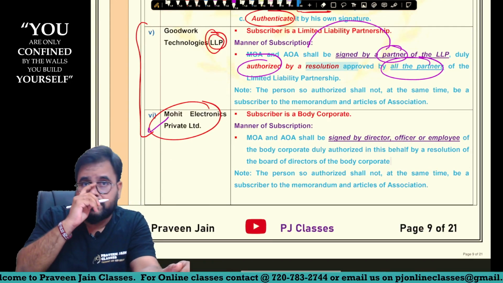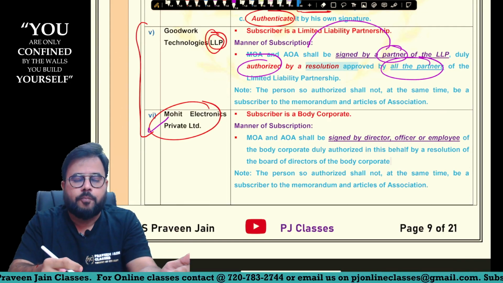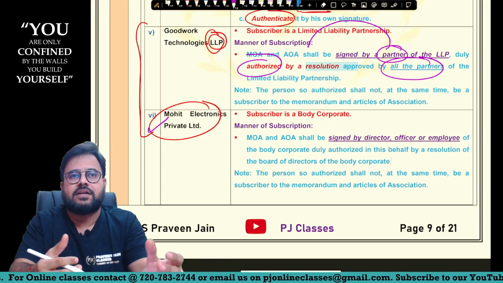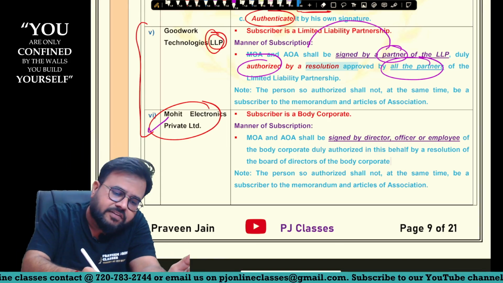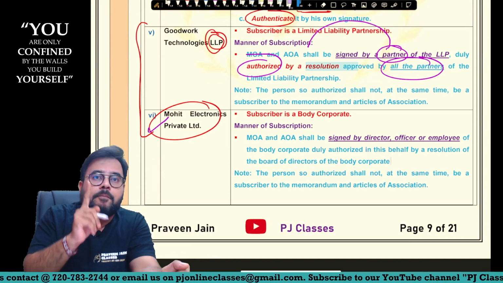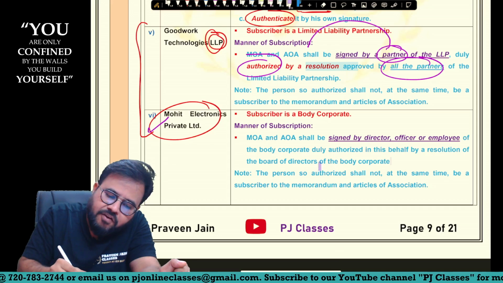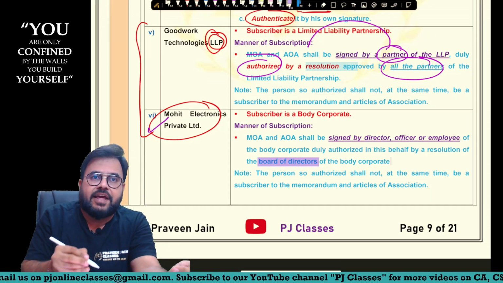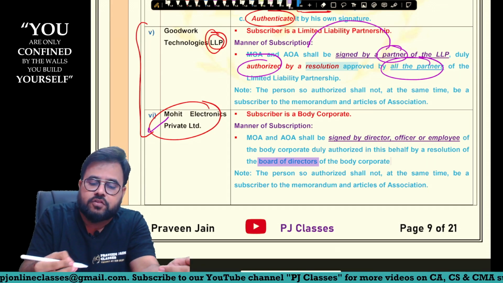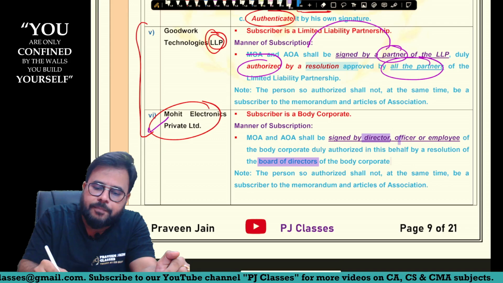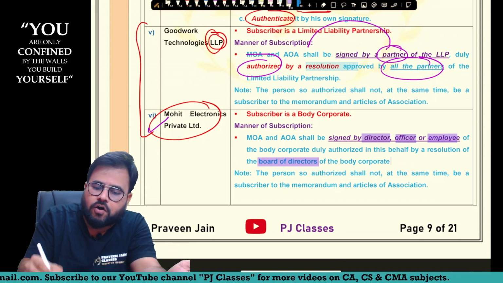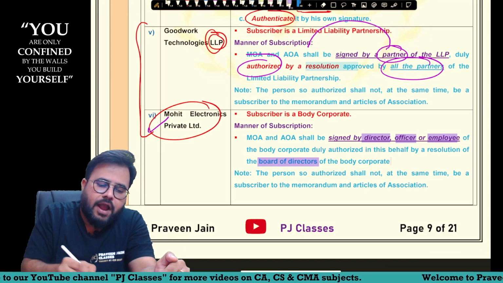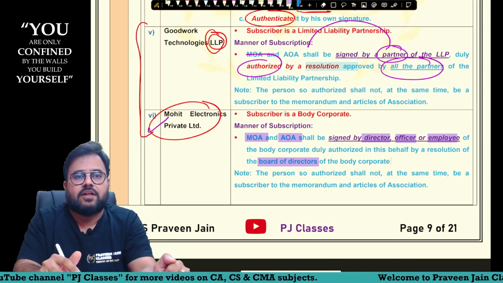Next, Mohit Electronics Private Limited is a body corporate. Because here there will be members, we don't use the word partners, we use the words board of directors. So one board meeting will be conducted in Mohit Electronics Private Limited. In this board meeting, the board of directors are going to authorize either a director of the company, an officer of the company, or an employee of the company, saying: you go and sign on the memorandum and articles of that company.